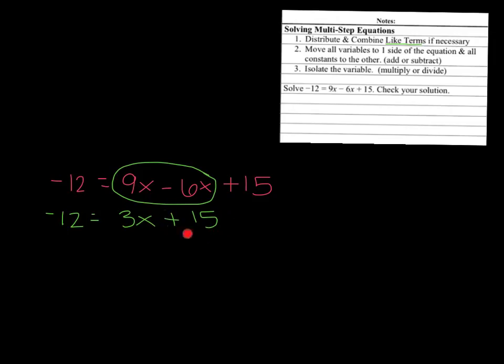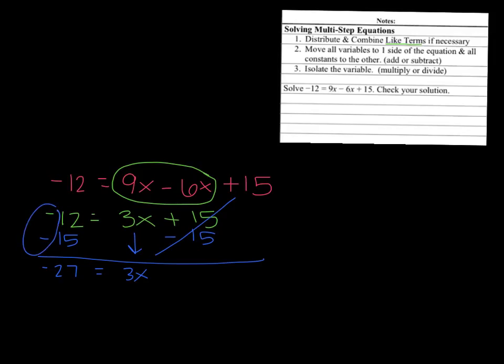So right here, if I have plus 15, the inverse operation would be to subtract 15 from both sides. When you do that, positive and negative 15 cancel. You bring down your 3x. And negative 12 and negative 15 make negative 27. Remember with that integer rule, if you have 2 negatives, you're going to add the numbers and keep that sign, okay?